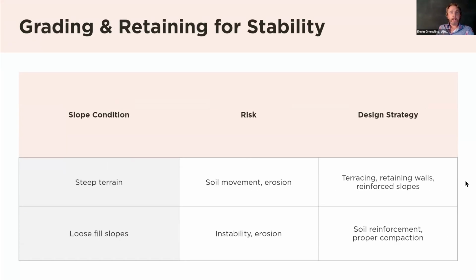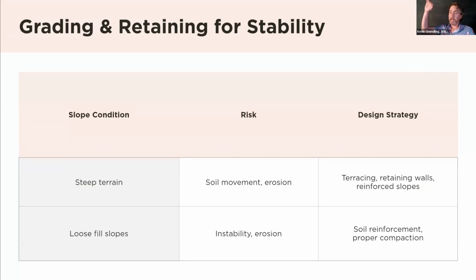And then grading and retaining steep terrain. They're going to have soil movement and erosion. You use terracing, retaining walls, reinforced slopes. These are all things from site design that, if you have any site design experience, you'll have some inherent understanding of. And if you have loose fill slopes, you're going to be worried about instability and erosion.